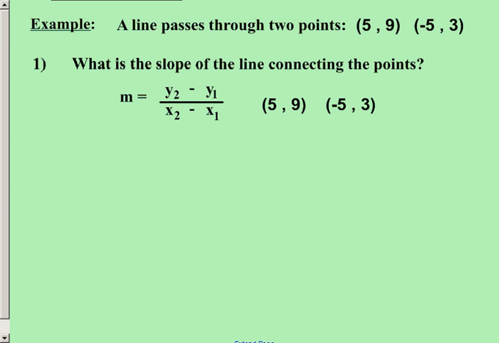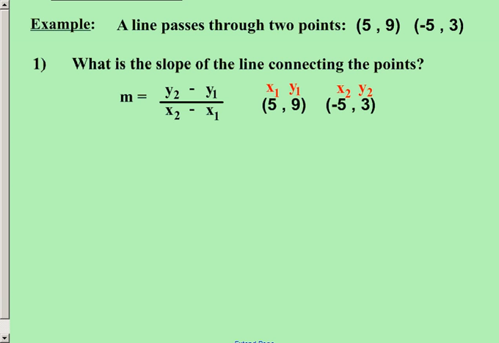Okay, if you're having problems with plugging things in, or sometimes plugging things into the wrong place, what you may want to do is get in the habit, for any of the formulas that use this x1, y1, x2, y2 notation, like the slope formula or the distance formula or midpoint formula, of labeling these points. So (5, 9) and (-5, 3), those are point 1 and point 2. So let's label them x1, y1 and x2, y2.